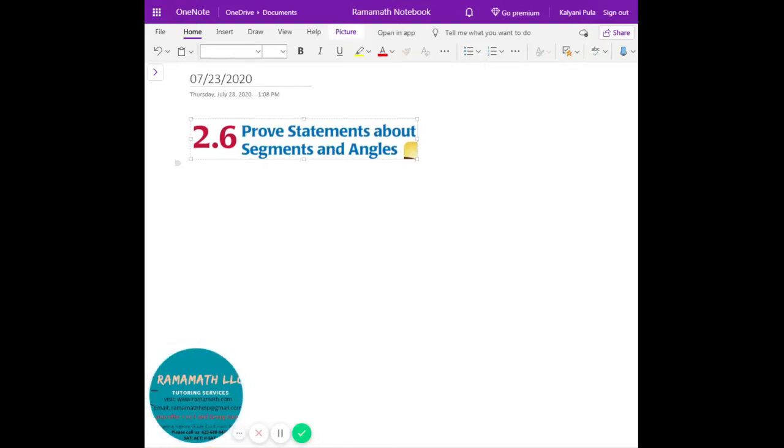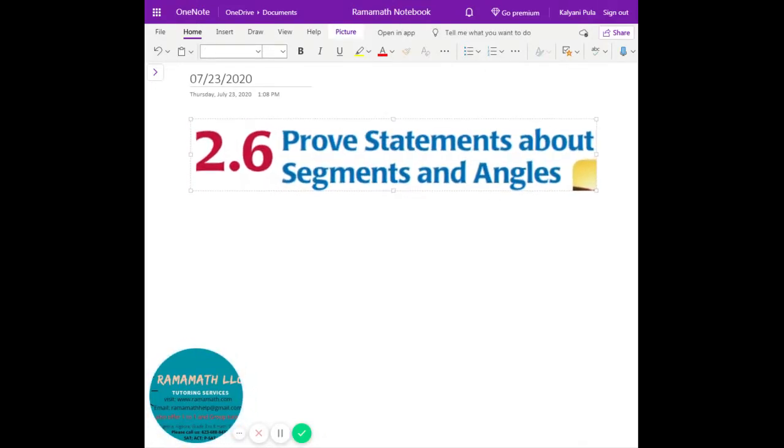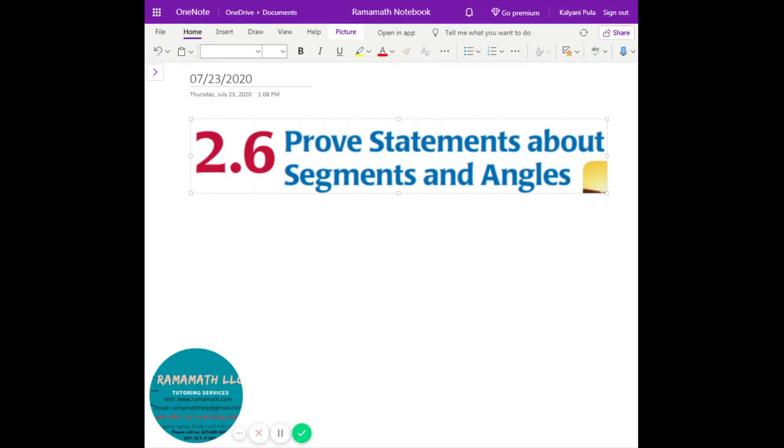Today's lesson is prove the statements about the segments and angles. Okay, so we're going to look into some statements and also about the angles. So we're going to find out what are the rules, and then what are the postulates, what are the properties that we need to apply to prove some properties about the angles.